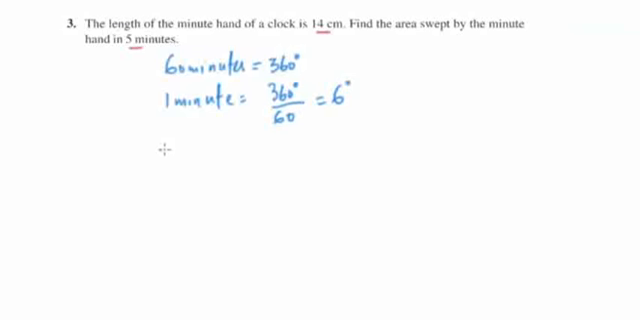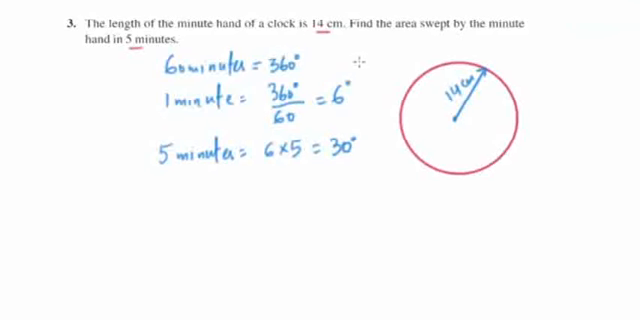Now let's find the angle the minute hand will move in 5 minutes. So in 5 minutes, it will be 6 into 5, which is the same as 30 degrees. So the length of the minute hand of a clock is given, that is 14 centimeters. So this is basically the radius of the circle. So in 5 minutes, it will sweep this much of area, the one in the red. So we have to find the area of the one in the red, which is basically the area of the sector. So we know the formula to find the area of the sector, that is theta divided by 360 degrees multiplied by pi r square.